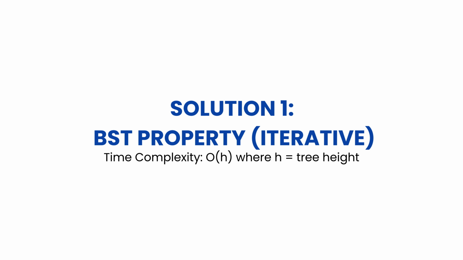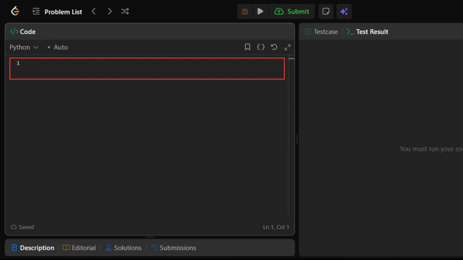Now let's implement the iterative BST property approach, walking down the tree until we reach the split point between the two nodes. We start by defining our solution class, just a container for the method we're about to write. This function finds the lowest common ancestor, or LCA, of two nodes P and Q, specifically in a binary search tree. Because it's a BST, values guide the path, making it very efficient. Time complexity, O(H), where H is the tree height.